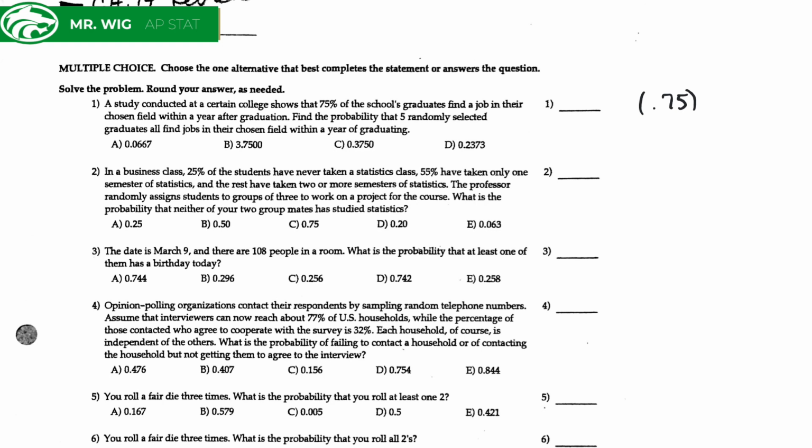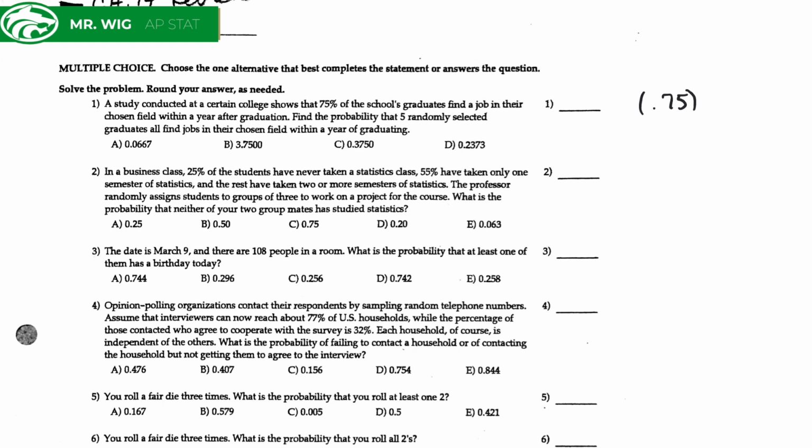When I'm working on a problem like this, I have to decide between the and or the or scenario. In this case, it's asking for 5 people to find a job at the same time. That's an and question. It would be you and you and you and you, all 5 people all together finding a job. That would mean if they're independent, I can multiply them together.